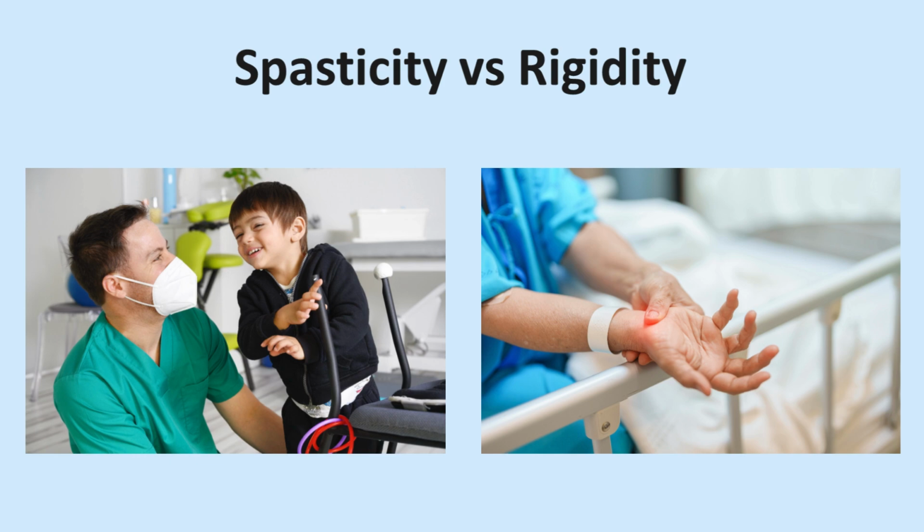The first slide presents the topic spasticity versus rigidity, accompanied by diagrams. This slide serves as an introduction to the comparison between these two neurological conditions. The images visually represent different muscle stiffness characteristics that will be elaborated on in subsequent slides. Understanding this distinction is crucial for comprehending these neurological concepts.